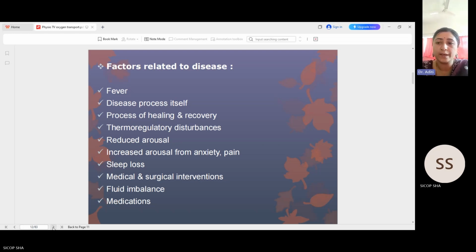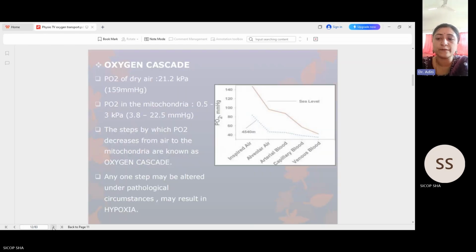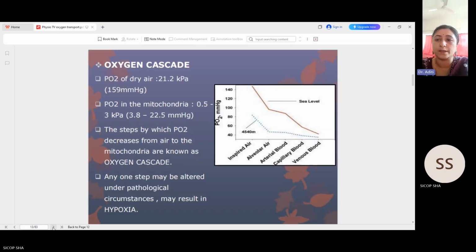chances of oxygen deficit. So the disease process of healing and recovery, thermoregulatory disturbances, reduced arousal, increased arousal from anxiety and pain. So reduced arousal will also affect O2 transport. Increased arousal because of pain or anxiety will also have its effects on oxygen transport. Sleep loss, medical and surgical interventions, fluid imbalance, and also the medication. So all these factors can affect the oxygen transport.